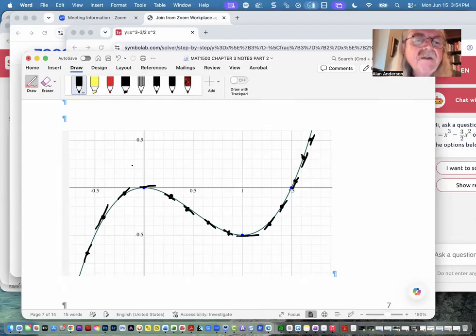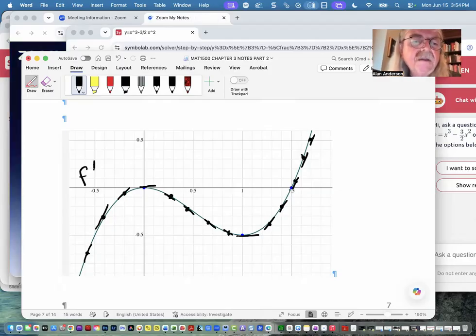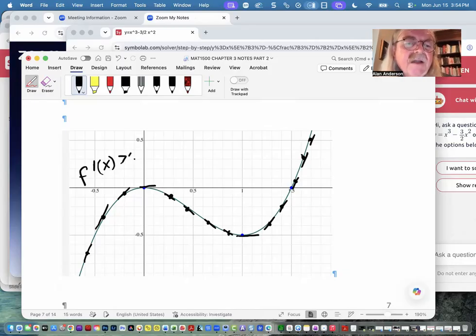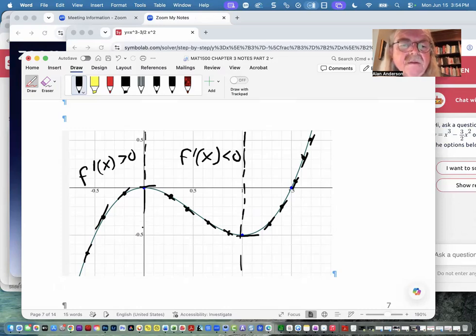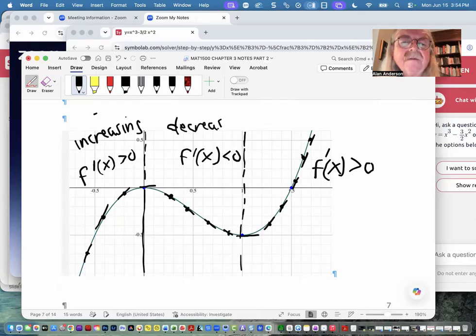So in this interval here, f prime of x is positive, and here f prime of x is negative. We should probably draw lines to separate them. And then down here, again, f prime of x is positive. So that implies that in the first interval, the function is increasing, then decreasing, and again, increasing.